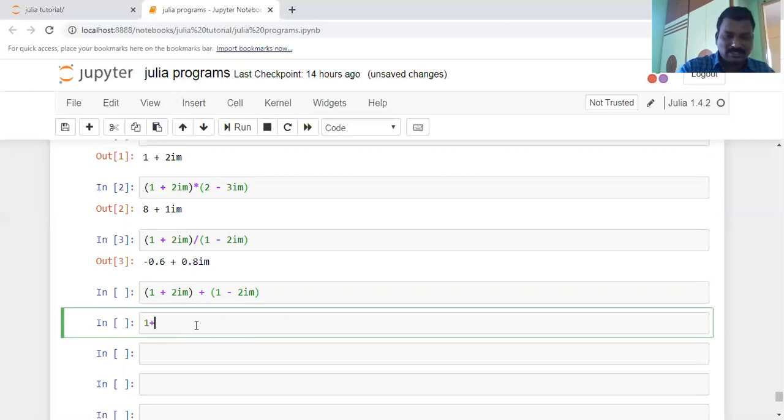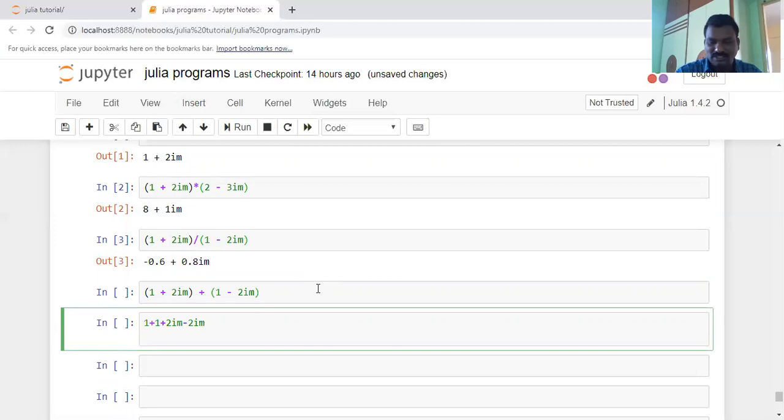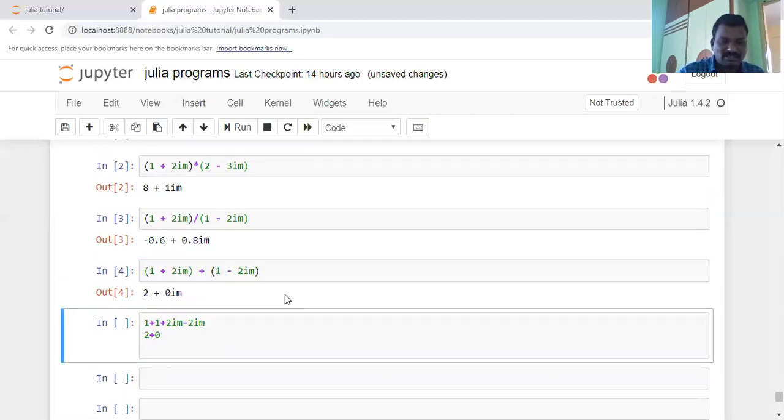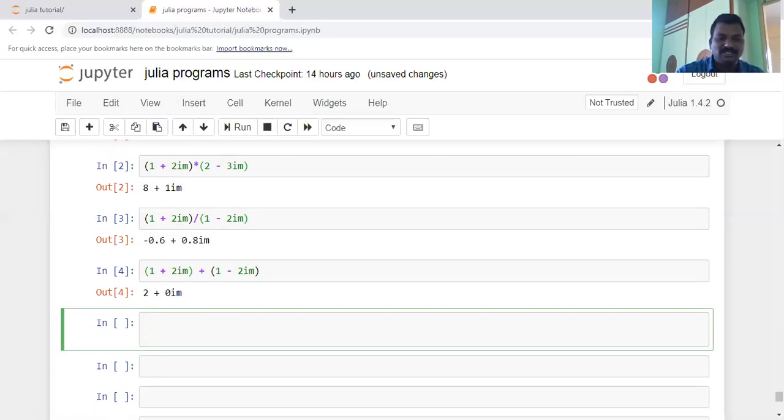1 plus 1 here, and then again plus is there, that means I am dividing here. 2im minus 2im. What is the result here? 1 plus 1 here is 2, and then plus 2im minus 2im. What is the value here? That value is 0. Then 2 plus 0, that value here is 2. That's the exact result for this addition operation. Yes, 2 plus 0im.